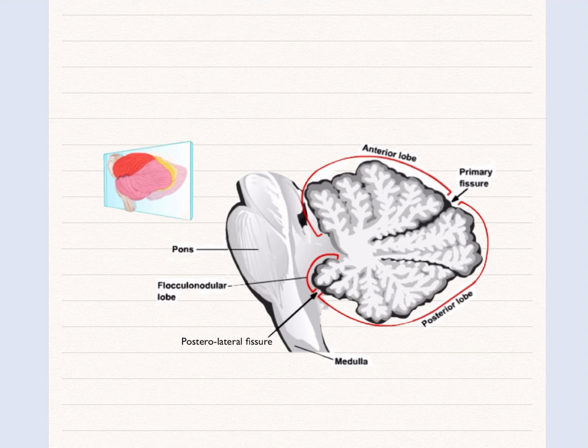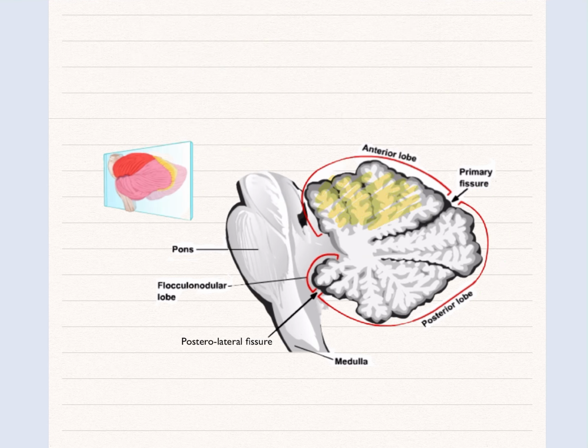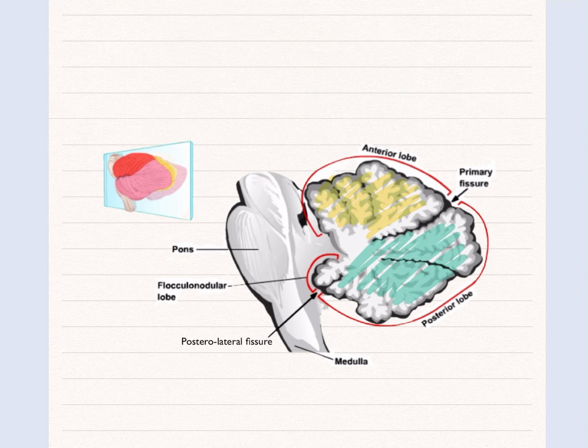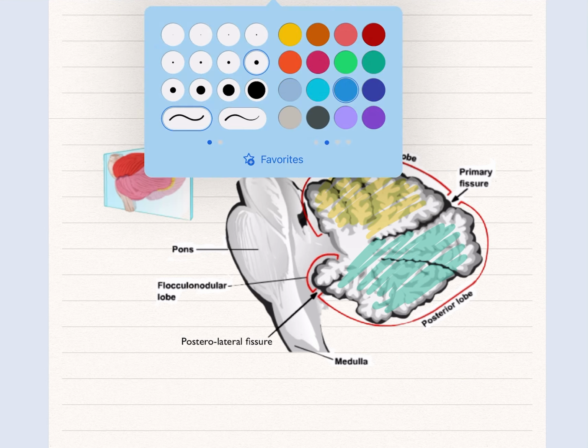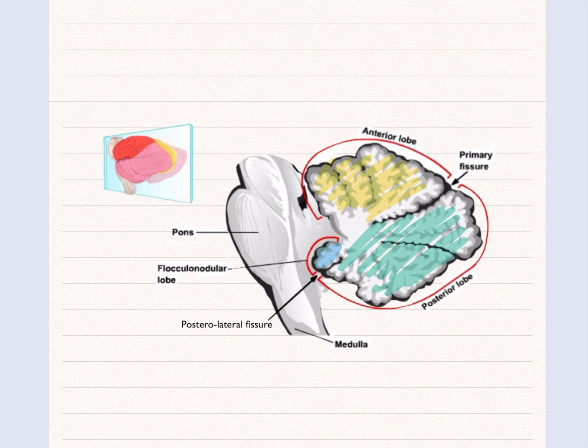This is now looking at the cerebellum from an anatomical perspective, so anatomical divisions. What you have here is the anterior lobe, here is the posterior, and here is floccular nodular. So if I highlight that, here is the anterior lobe, this is the posterior lobe, and this here is the floccular nodular lobe. This is purely, from a visual perspective, how you're dividing up the cerebellum.